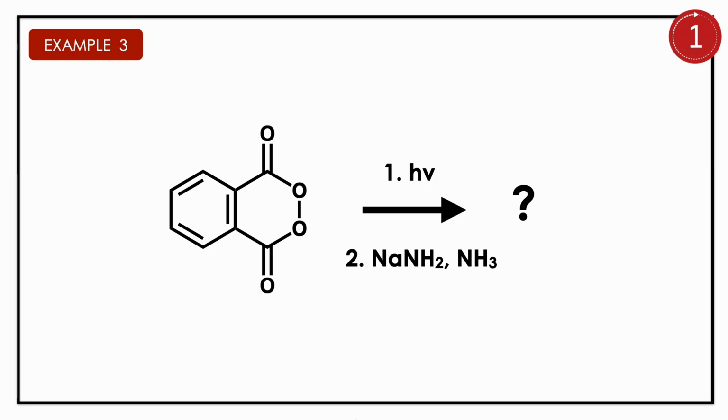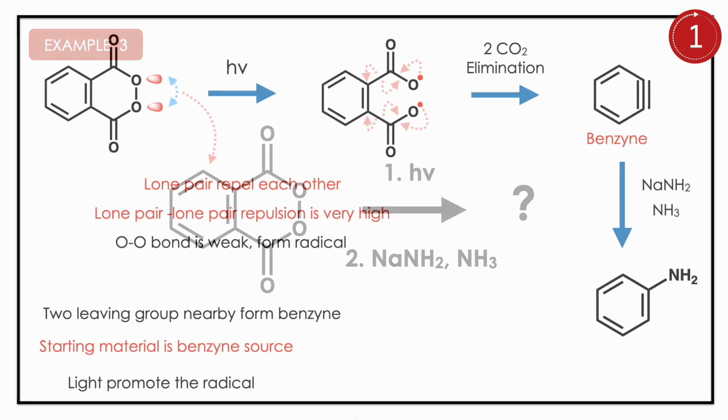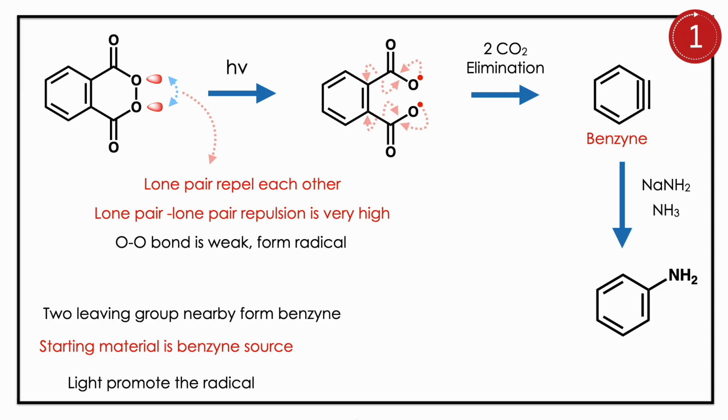Then the next example: you have benzene attached with a dicarbonyl containing a peroxide bond. You are using light, sodamide and ammonia. You should find what the final product will be. The compound contains continuous oxygens, which is called peroxide. Peroxide has two lone pairs. The repulsion is high because lone pair repulsion is the highest. So it repels, and the bond is weak.